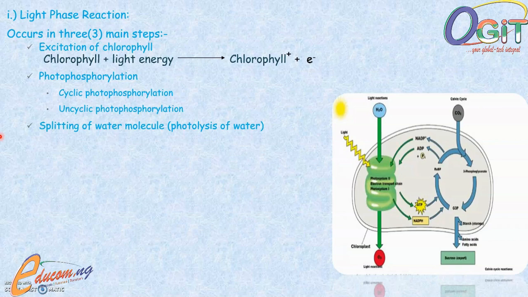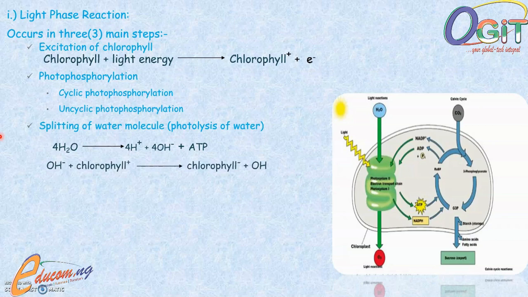Now let's look at the splitting of the water molecule, which is the photolysis of water. I'm sure we all know that water's chemical formula is H2O, having 2 atoms of hydrogen and 1 atom of oxygen. This H2O will be split into 2 ions, known as the hydrogen ion and the hydroxyl ion.